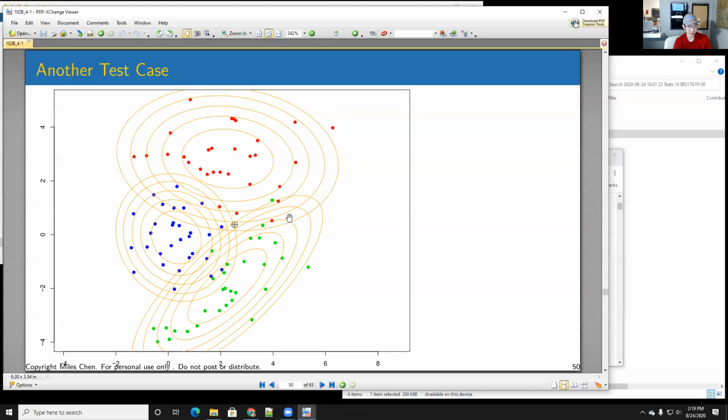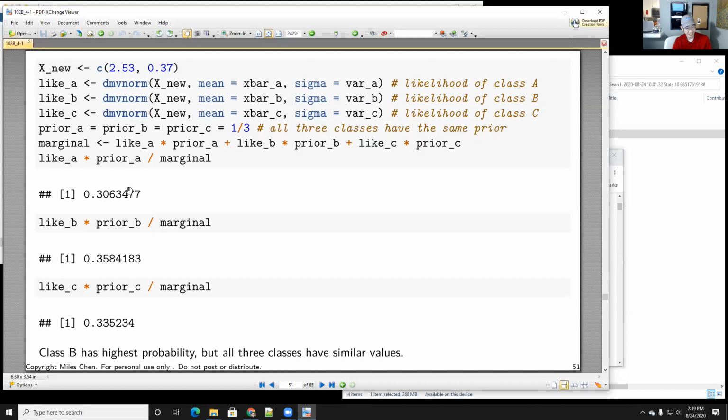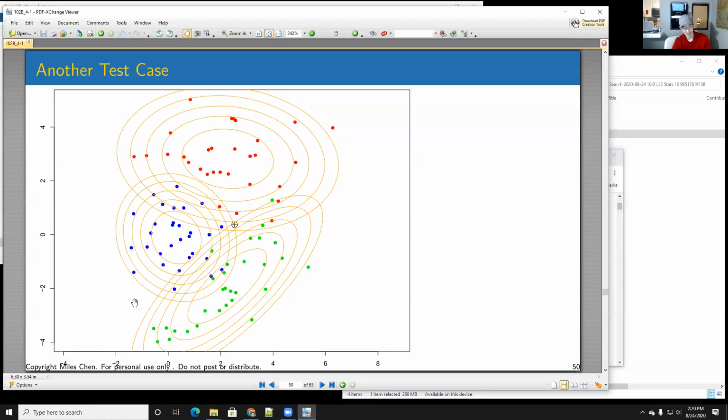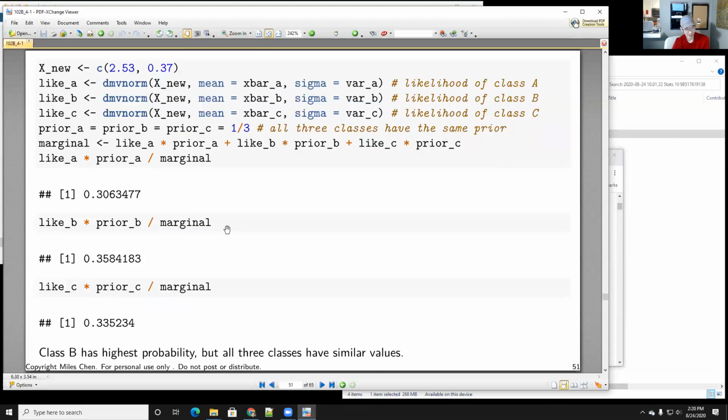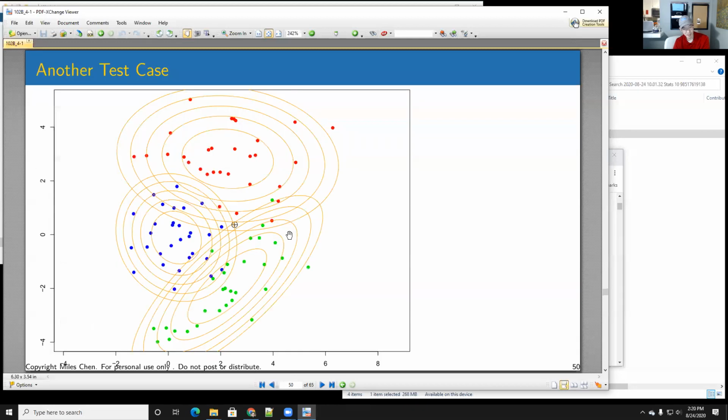And actually, it turns out when you do the calculations, we're getting something close to 30% each. Okay, this is 2.53, 0.37. So I'm getting around 31% A, 36% B, 33% C. So this is one that's at the intersection of all of these points, and they end up having fairly equal probabilities. Okay, I mean, obviously not exactly the same, but fairly close to each other. Okay, and I hope this makes sense in terms of what we're getting.